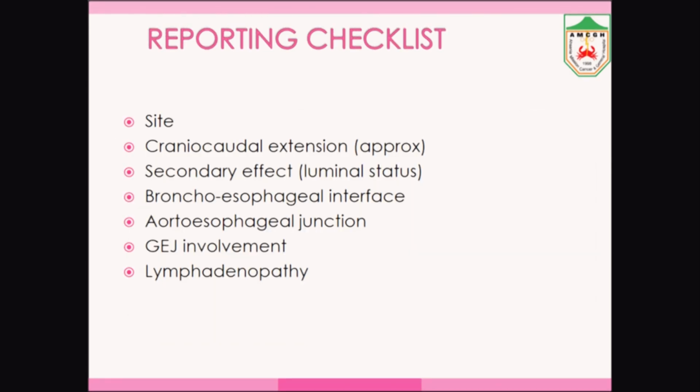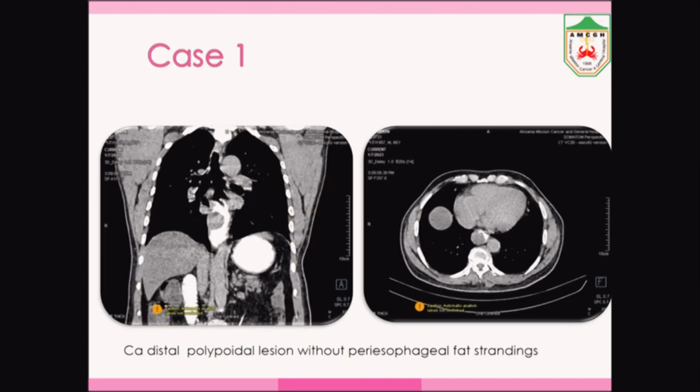So, our reporting checklist should include the site, craniocaudal extension approximately, the secondary effect, that is the luminal status, and for stage 4 disease, bronchoesophageal interface, aortoesophageal junction, GE junction involvement, and lymphadenopathy.